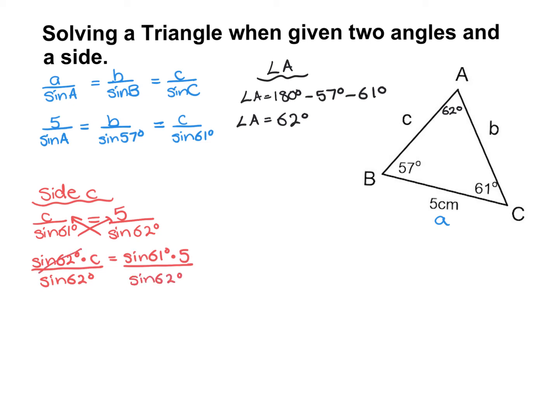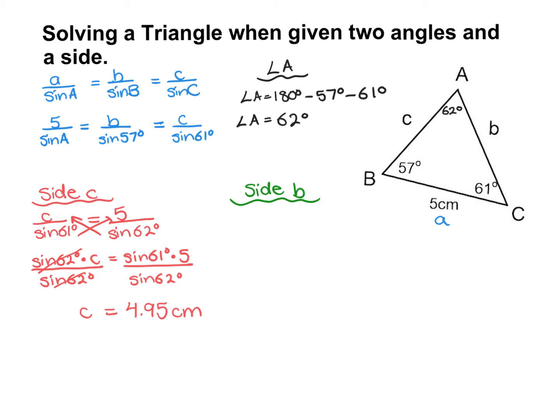Now on the left side, you've got this on top and bottom, so they can cancel each other out, so you're left with C is equal to, and now you can plug this whole thing into your calculator, which comes to about 4.95 centimeters. And don't forget the units. Okay, next I'm going to find side B.